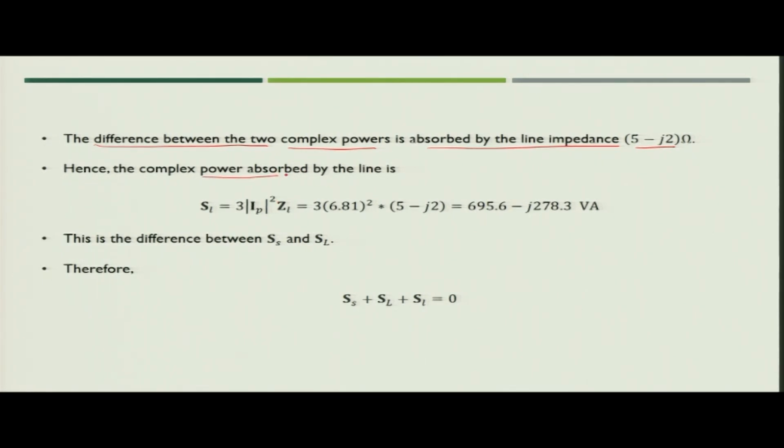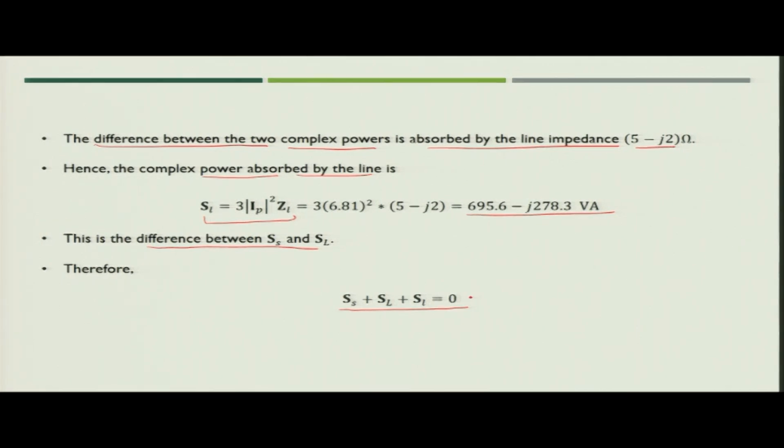So, what we will do? We will first find out the value of power absorbed by the line with the help of this formula, that is 3 times of I square into ZL. ZL is already given. So, if you put the values of Ip and ZL and simplify, you get SL is nothing but 695.6 minus j278.3 volt ampere. So, this will be the amount of power lost in the transmission, which will be nothing but the difference between the source power minus the power absorbed by the load. So, in a nutshell, what you can say, that the sum of the total power, that is source power plus load power plus power absorbed by the transmission line, will be equal to 0.